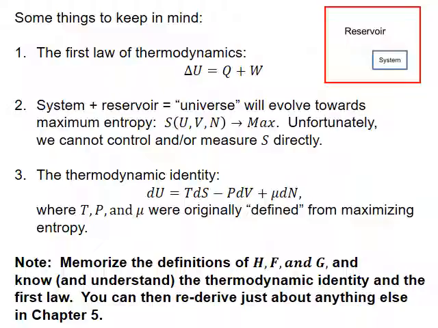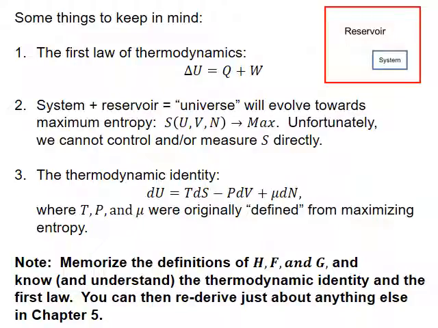The third thing to keep in mind here is the thermodynamic identity, right? So this we need to remember: dU is TdS minus PdV plus mu dN. And these were all originally defined in chapter 3 from this entropic maximization principle, right?